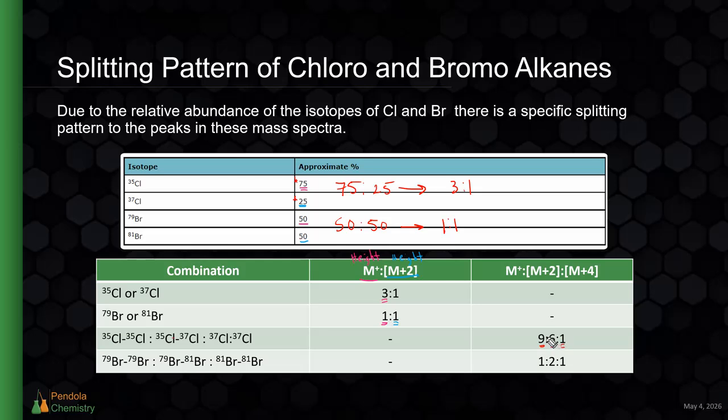But the split here, if we have 2 chlorines in our sample, we'll see a 9 to 6 to 1 height ratio between the M plus, M plus 2, and M plus 4 peaks. With bromine, because of the 50-50 split, the one that's the most likely to happen is actually the combination where the bromines are 1 of each, 81 and 79. So with bromine, the splitting pattern we're going to see between the 3 peaks is a 1 to 2 to 1 ratio. So let's actually look at them to make this make a little more sense.